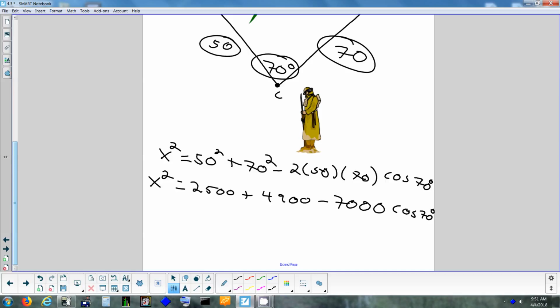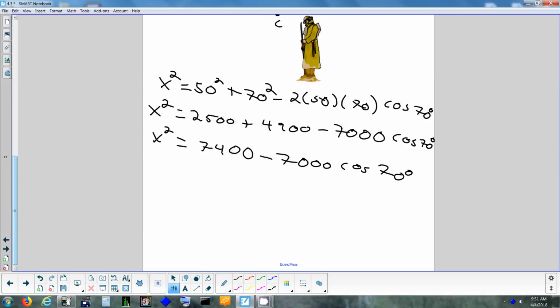Times cosine 70. Justin, anything else I can still do there before I need my calculator? Yeah, you can add 2,500 and 4,900. That's 7,400. The rest, though, I need a calculator. Before I even type it in, what I'm going to do is just get x by itself. Okay, how would I get rid of the square? Yep, the square root of 7,400 minus 7,000 cosine 70. The whole thing.